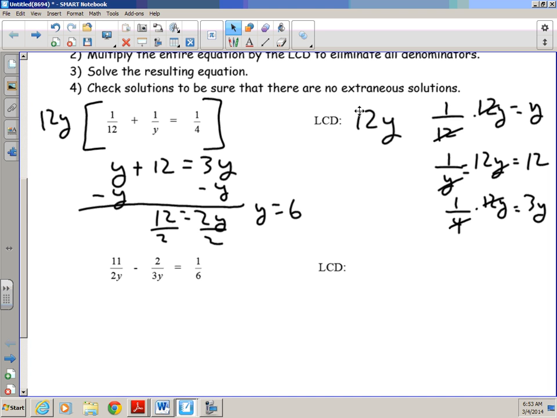Now, some students see it where they create a denominator of 12y throughout. Well, if you do that, what you're going to be left with in the numerator are these three terms, and you could just ignore the denominator. Okay? All right, next one.